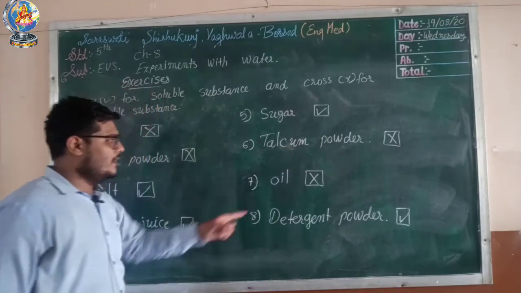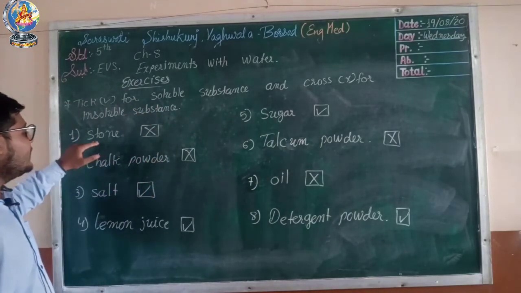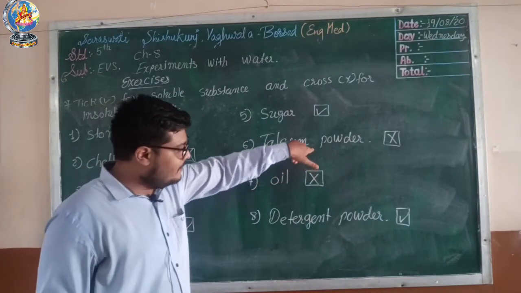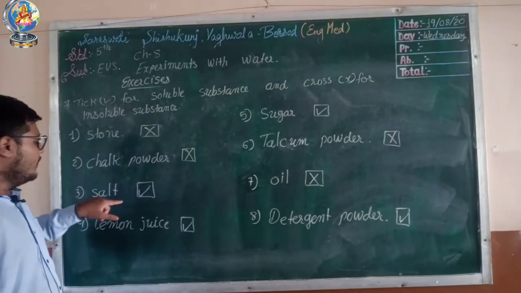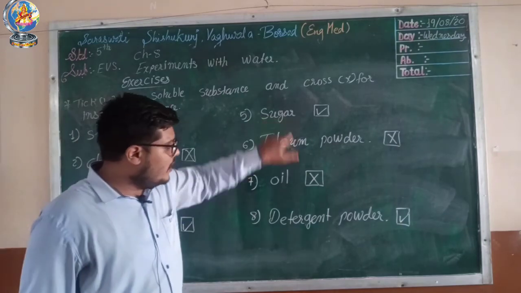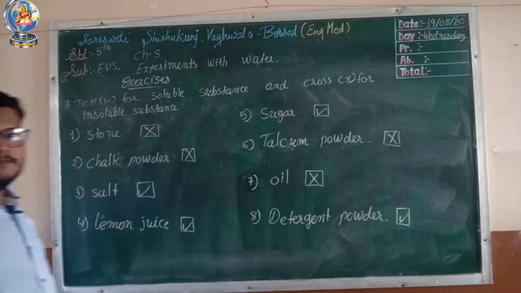Whatever the cross here, right? Substances which are written near the cross are insoluble, means stone, chalk powder, then talcum powder, oil, those are insoluble substances. Here, which are correct, right? Salt, lemon juice, sugar and detergent powder are soluble substances. Take a look.